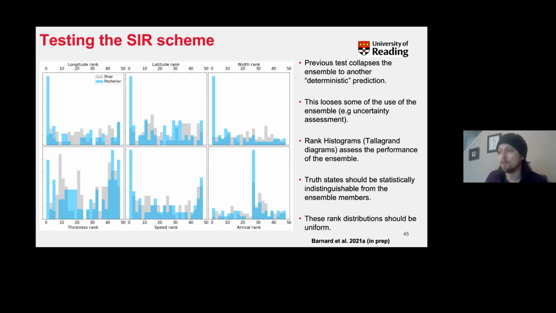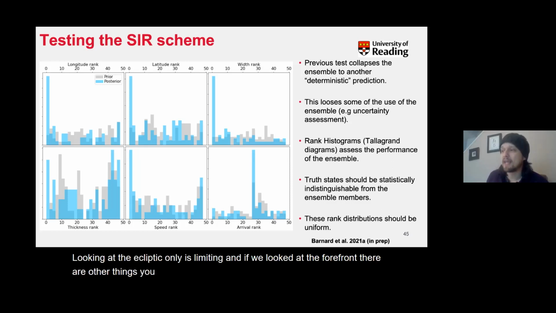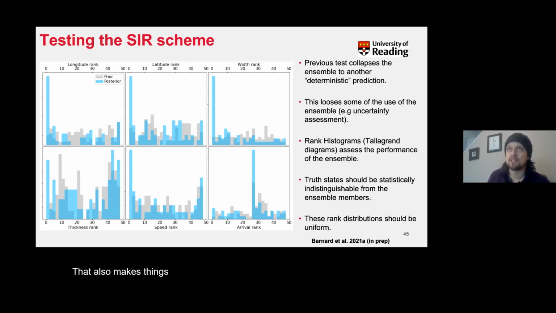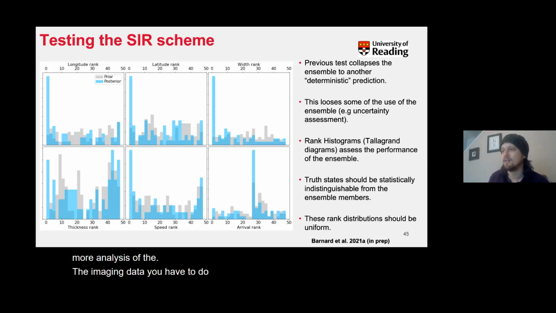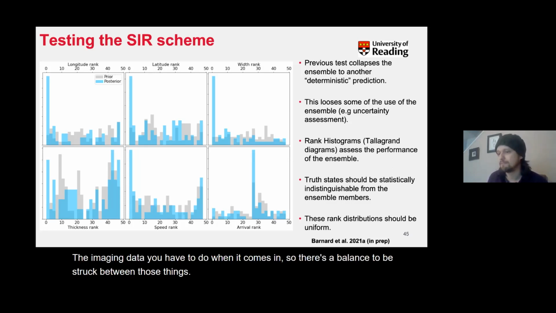looking at the ecliptic only is limiting, and if we looked at the full front, there are other things you could possibly do. But again, that also makes things more complicated in the forecasting context, because it's more analysis of the imaging data you have to do when it comes in. So there's a balance to be struck between those things. Yeah, I see the point.